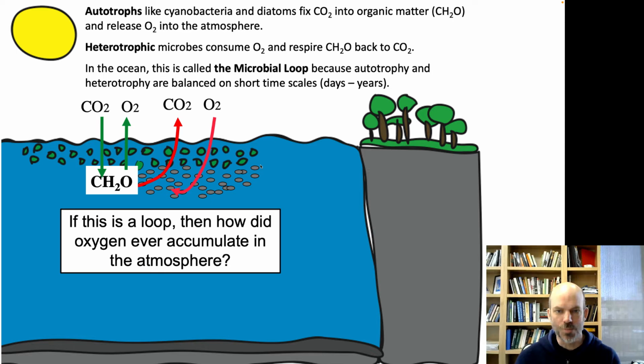Okay, so this is a loop. I've told you a few times now, this is a rapid loop. It cycles everything back and forth really quickly. If that's the case, then how did oxygen ever accumulate in the atmosphere in the first place?